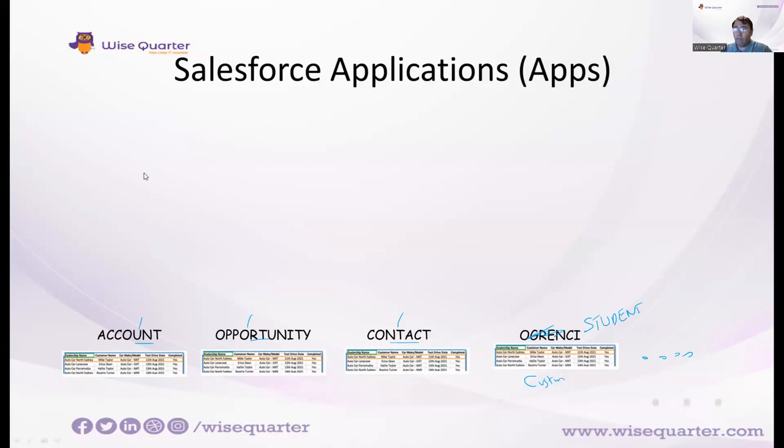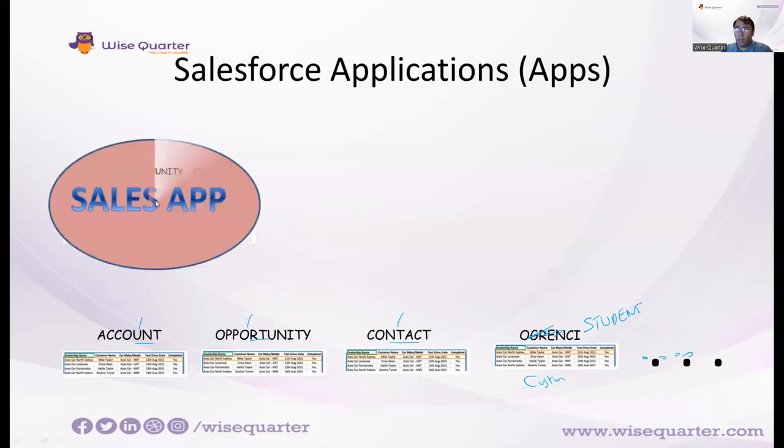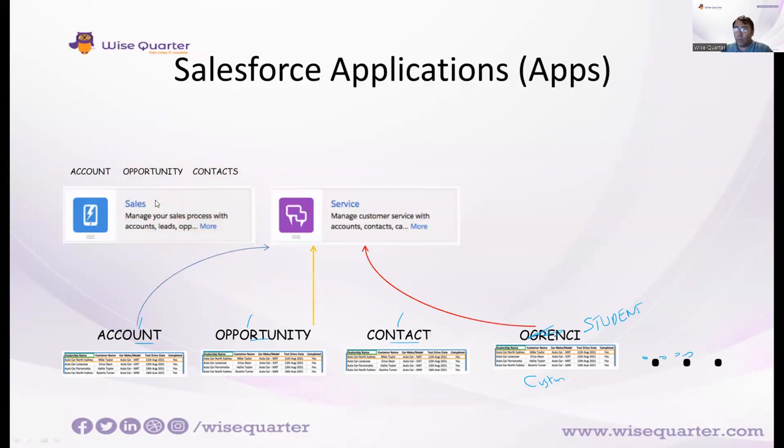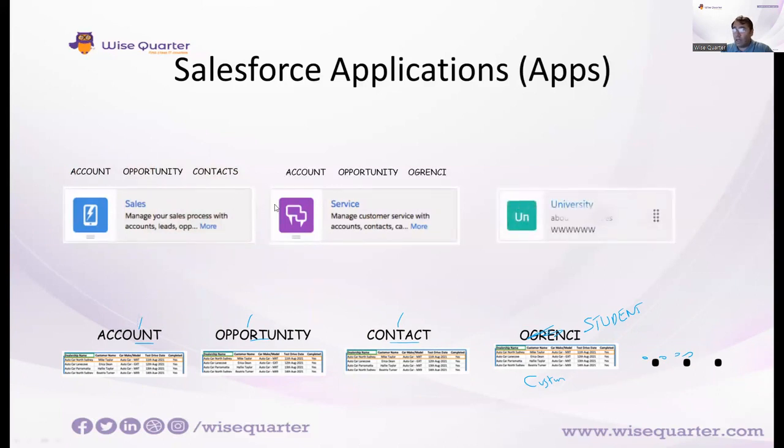And then we created an application. Salesforce has already provided some applications to us, which is the sales application and the service application, and we created the university application. Also, these are called standard applications because they are created by Salesforce. This is called a custom application because we created it.